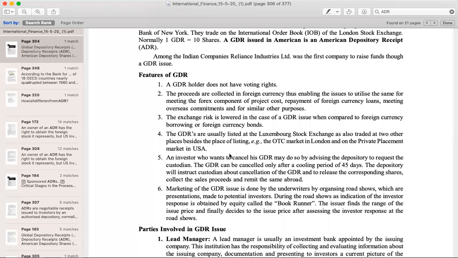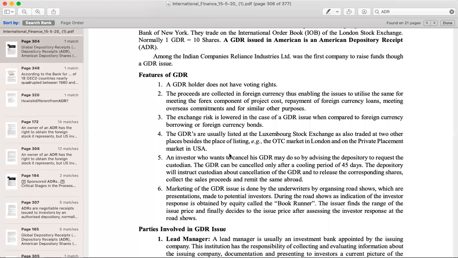And apart from that, GDRs get listed at Luxembourg Stock Exchange, and also they are traded in 2 other places, maybe in New York Stock Exchange, etc. Right? We also have over-the-counter market or even private placement in USA.